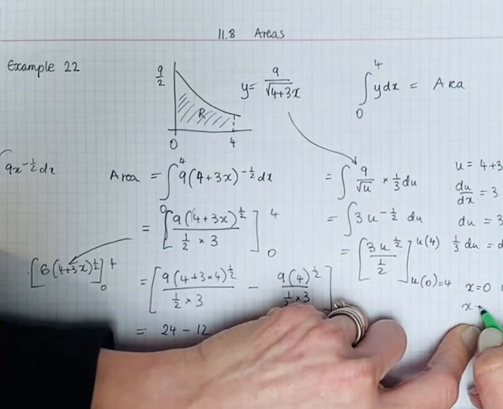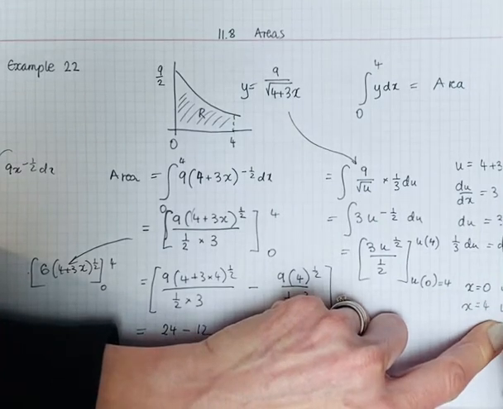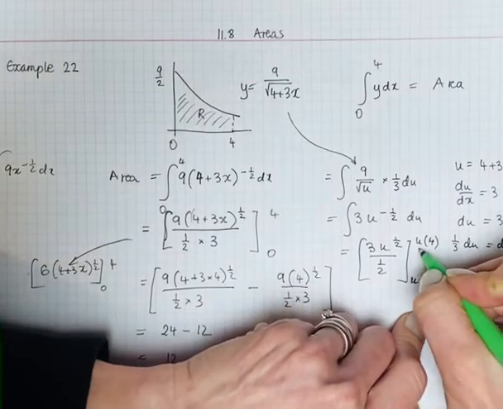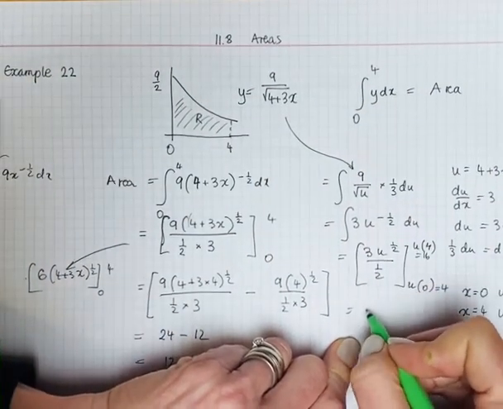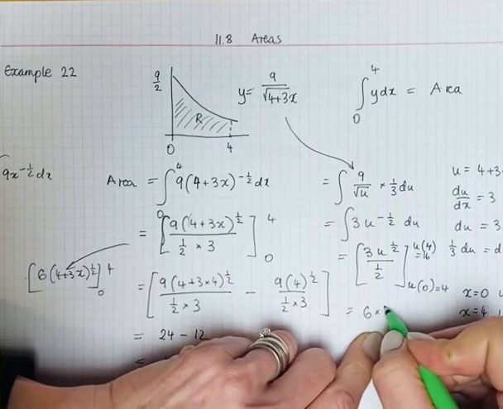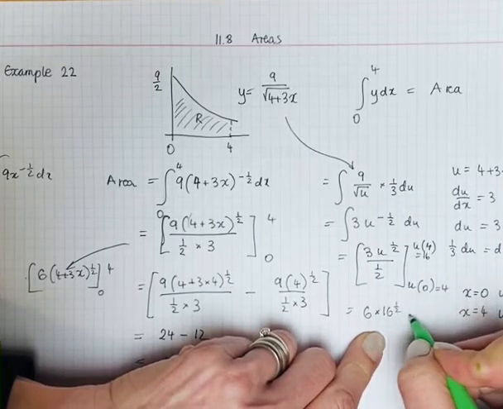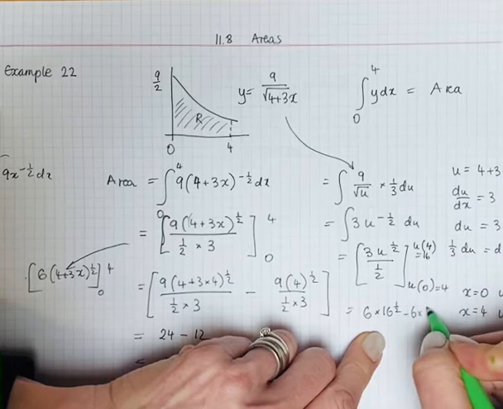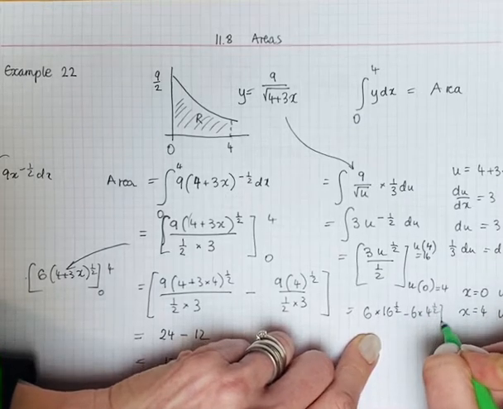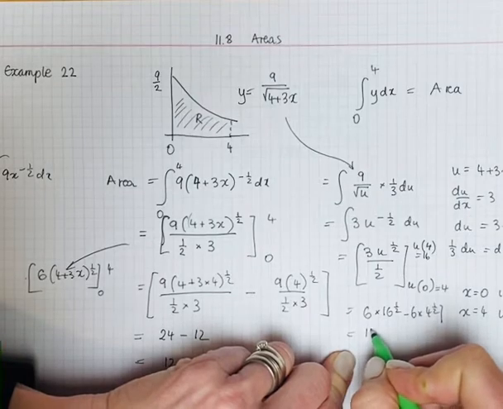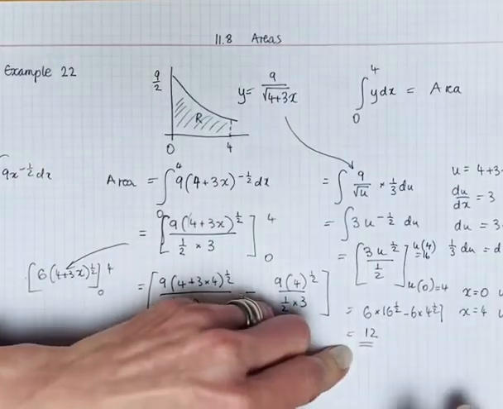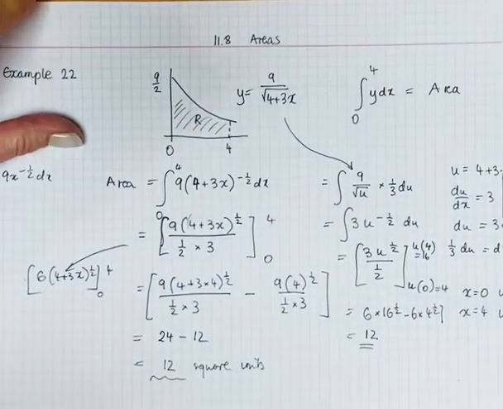And when x is equal to 4, u is going to be 4 plus 3 times 4, so it's 16. There you go. So you could see that 3 over a half is 6 times 16 to the power of a half minus 6 times 4 to the power of a half. And you could see that it's 6 times 4 minus 6 times 2, it's 12. So you may have chosen this method.